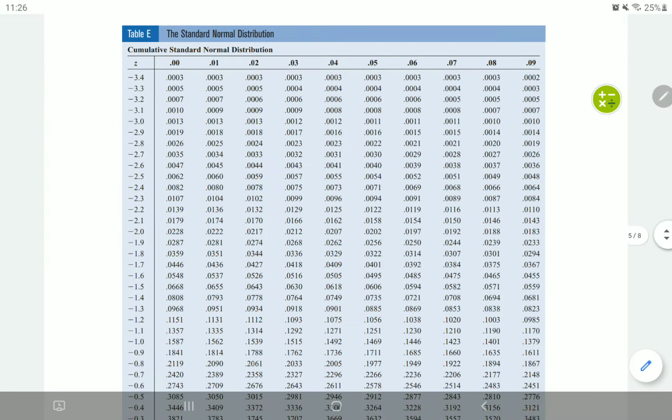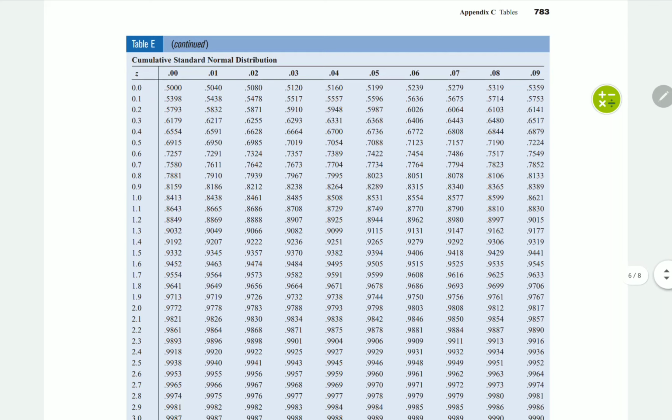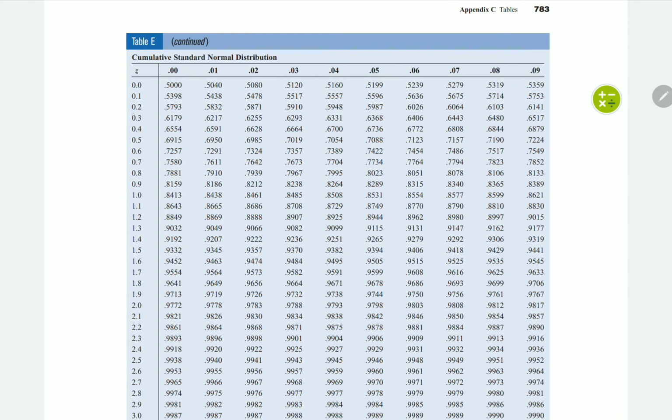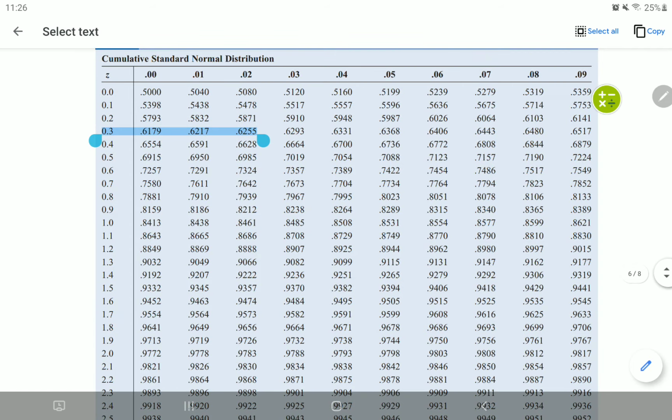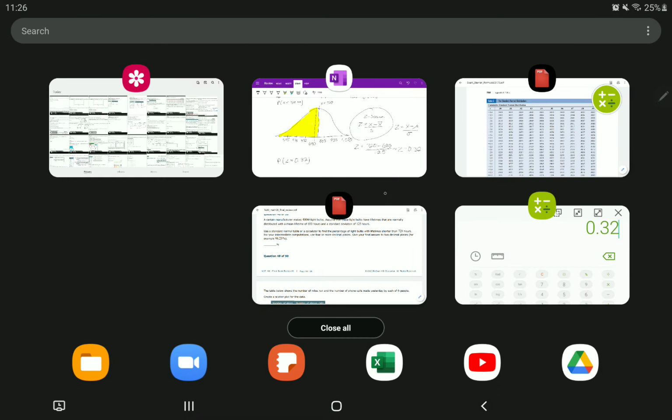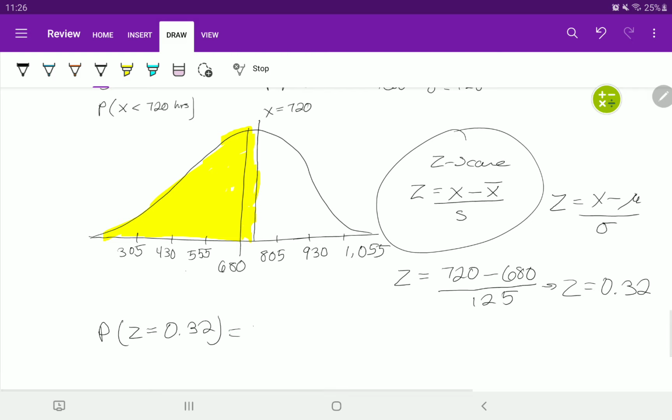So positive z-scores go to the positive side. 0.3 is the first 2 numbers. Use the top to scroll over to the 2. That's going to be 0.6255. Which means the probability that a bulb has a lifespan shorter than 720 hours is going to be 0.6255.